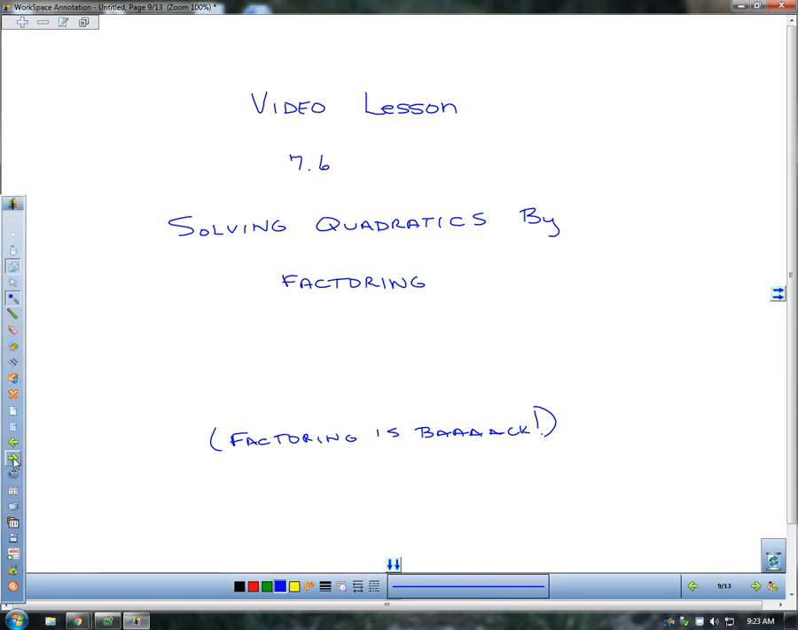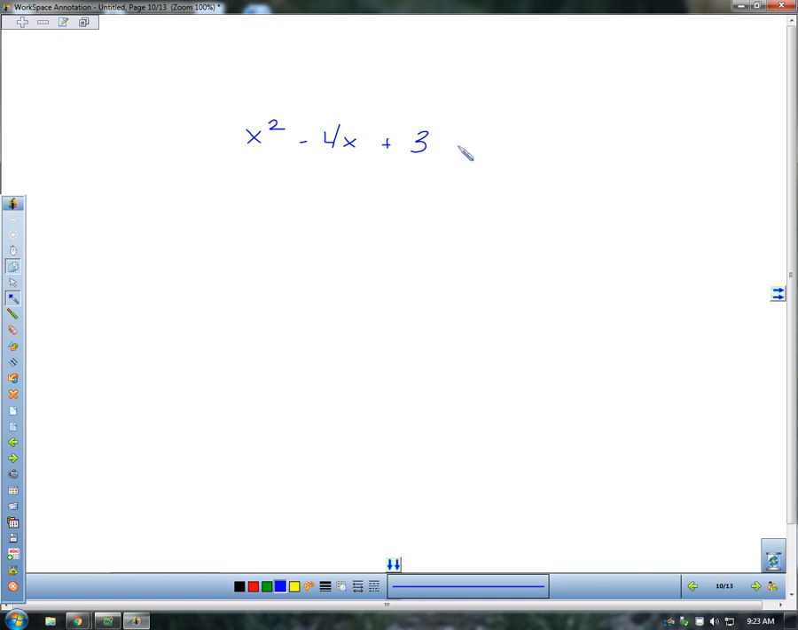Alright, so what we want to do first is make sure everything is on one side before we start factoring. That's going to be important because they're going to be mixed around. So then I start factoring. First of all, there's no GCF. So that's taken care of. I don't have to worry about that.